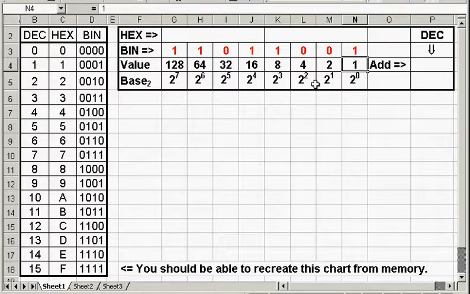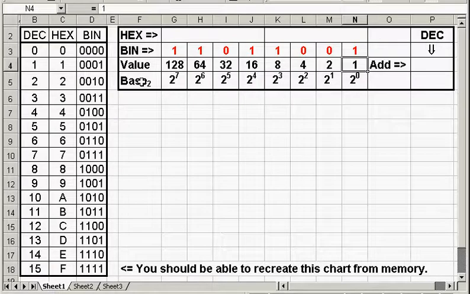This is the same thing you learned in grade school working with the decimal number system that you've been working with your entire life. You were told in grade school that the first number was the 1's place, the second number was the 10's place, the third number was the 100's place, the fourth number the 1000's place, the fifth number was the 10,000's place, and the 100,000's place, and so on and so forth.